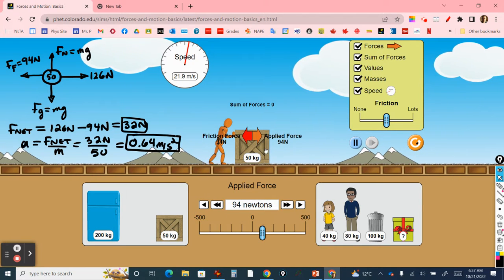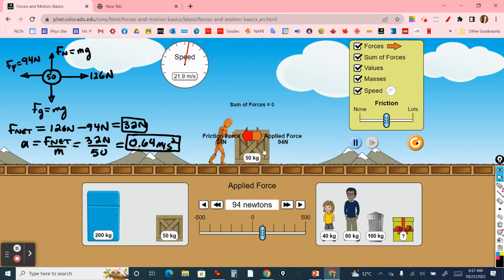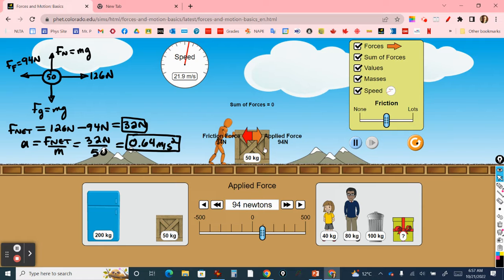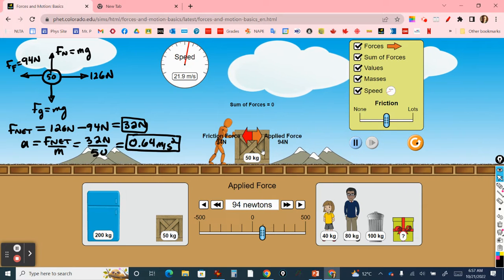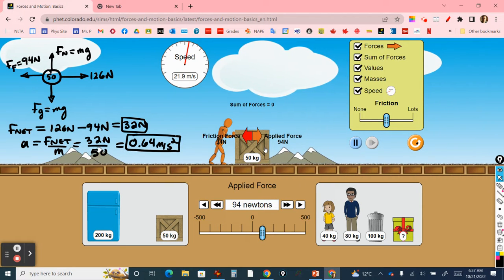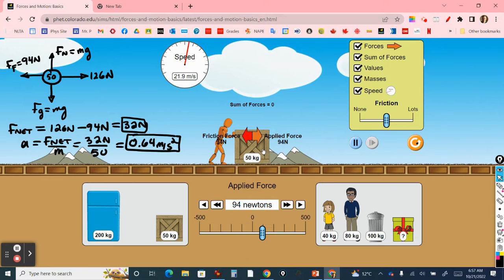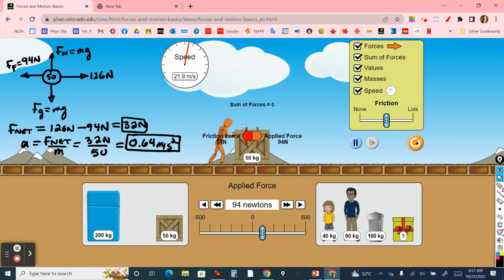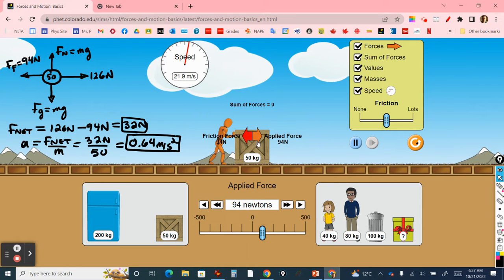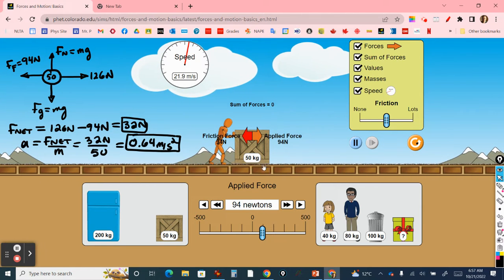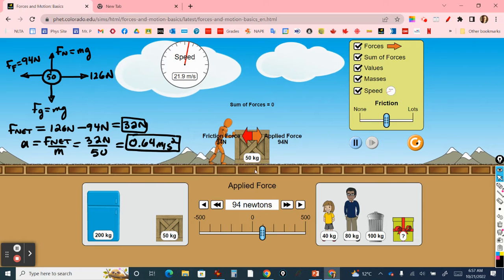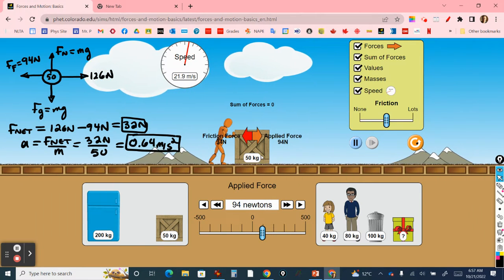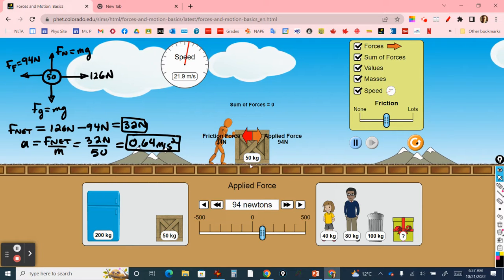But here's something that students have struggled with over the years: they think that if there's no net force, the box should stop moving. It shouldn't be moving at all. But this is an example of inertia. As long as you have balanced forces, the object will continue doing whatever it was doing before. If it's sitting still, it will continue to sit still. But if it's in uniform motion, it will continue in uniform motion until there's an unbalanced force acting on it.